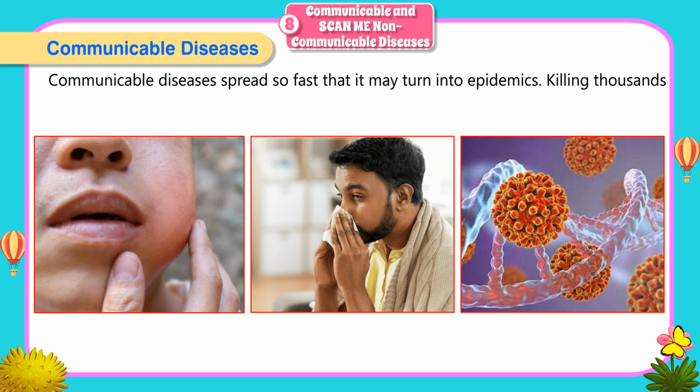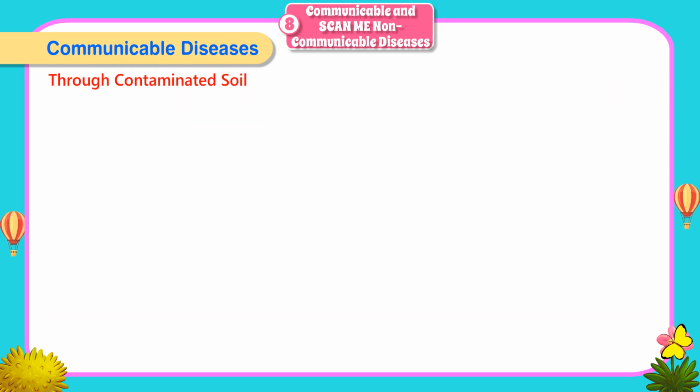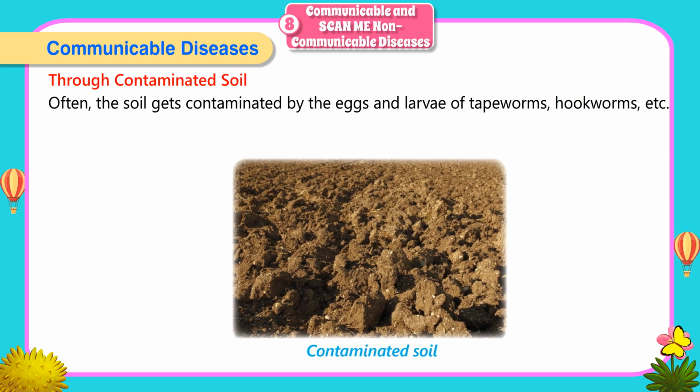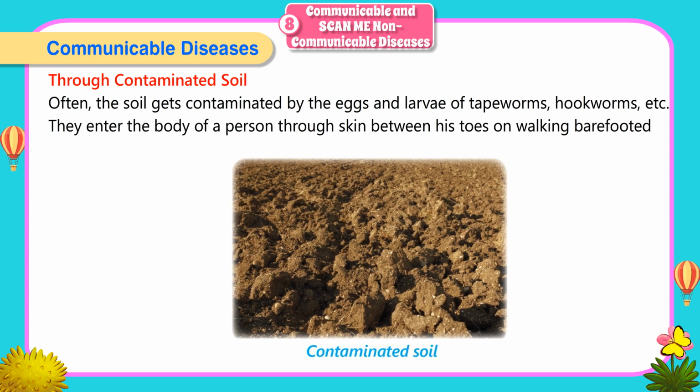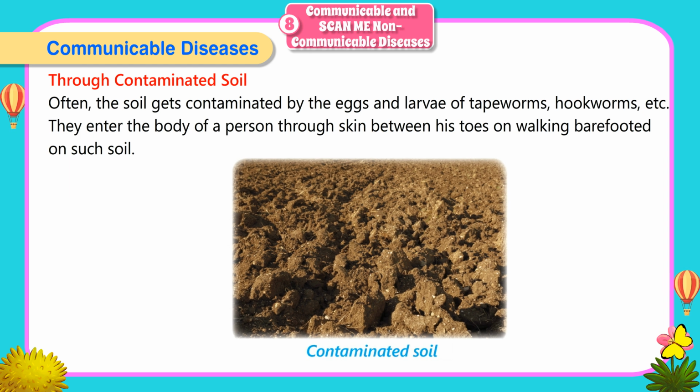Communicable diseases spread so fast that they may turn into epidemics, killing thousands of people in a short time, if not cured in time. Let us know how they spread. Through contaminated soil. Often, the soil gets contaminated by the eggs and larvae of tapeworms, hookworms, etc. They enter the body of a person through the skin between the toes on walking barefoot on such soil.